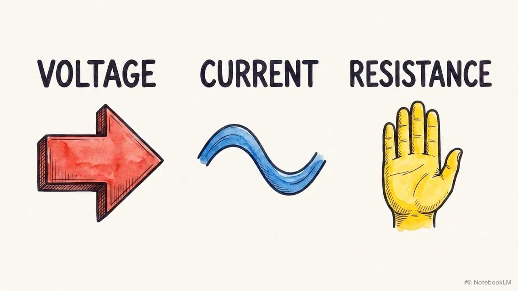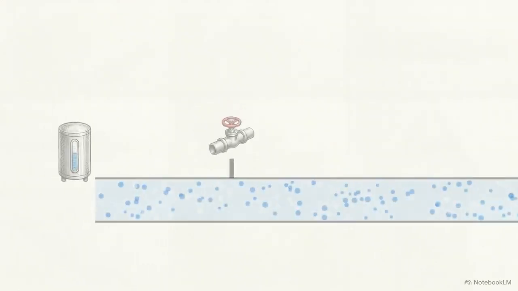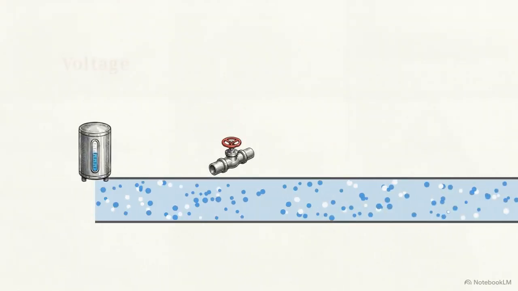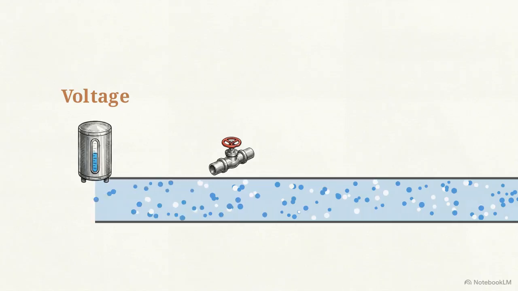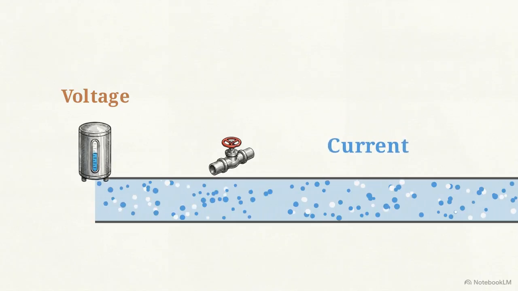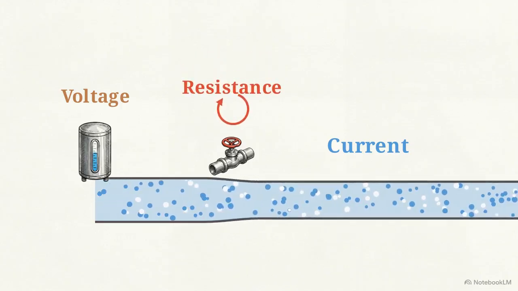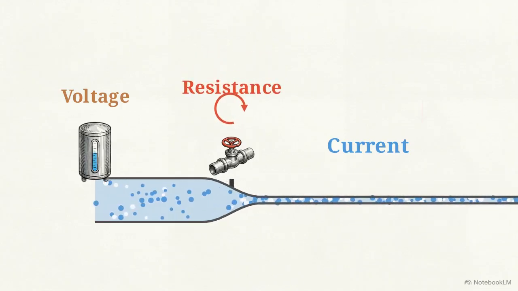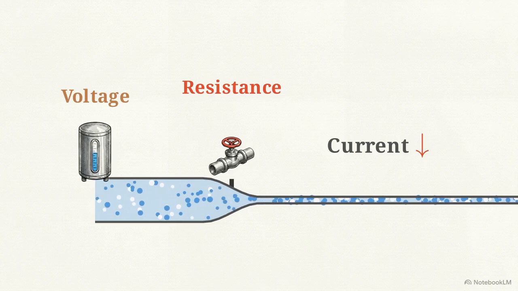It all comes down to a simple balance. Voltage pushes, current flows, and resistance slows. Visualize this with a water pipe. The reservoir's pressure pushing the water acts exactly like voltage. The amount of flowing water represents current. If you pinch the pipe with a valve, acting as resistance, the flow physically slows down. Higher resistance directly reduces current.